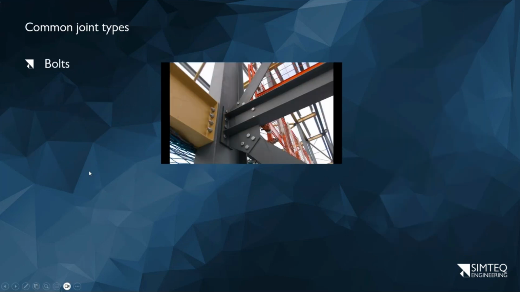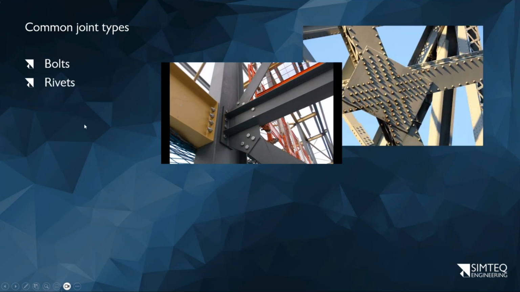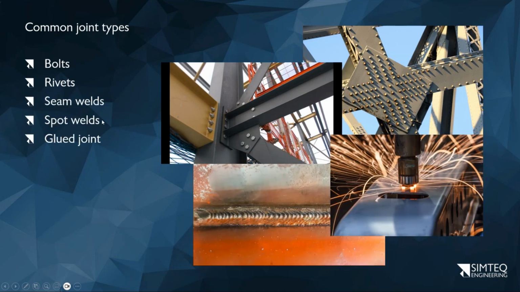So if I look at the common joint types, we get bolts, obviously, rivets, seam welds, spot welds, glue joints, and so on. Glue joints is something I don't see a lot, but I think it's actually a pretty good and useful joint to have. Obviously, lots of complications as well. In the next sections, we'll spend a bit of time on bolts and rivets, touch a bit on seam welds. I'll mention something on spot weld. I don't specifically have a slide on that. I'm not going to cover glue joints in this as well.